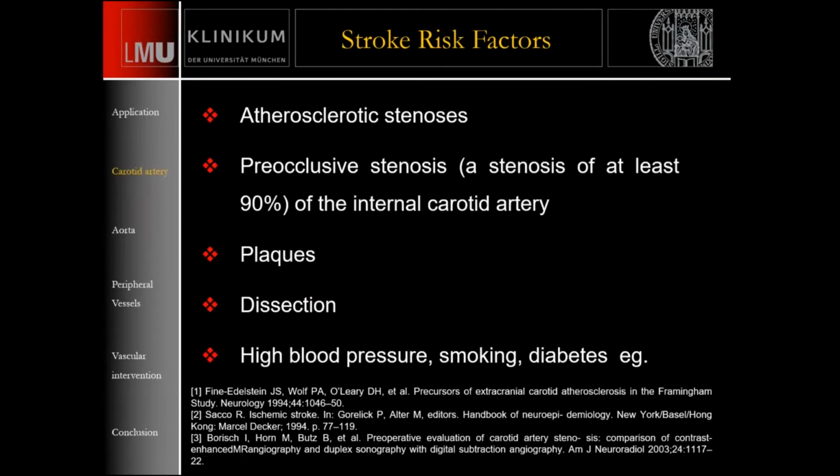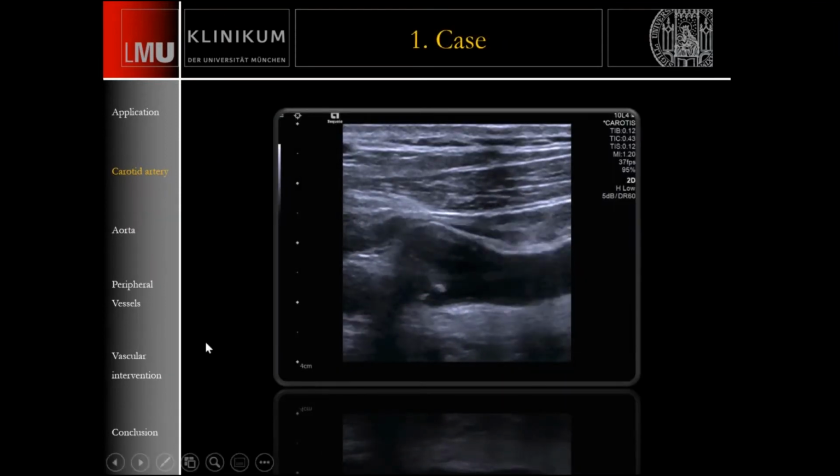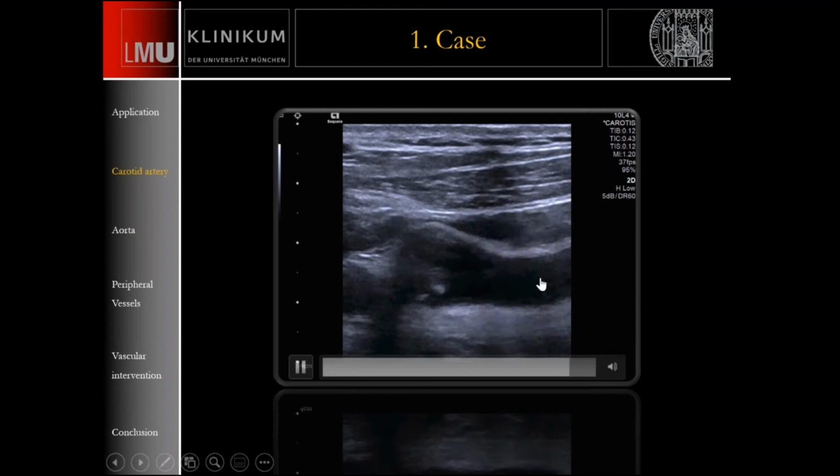Starting with the carotid artery, we know there are a couple of risk factors for developing strokes, like atherosclerotic stenosis, preocclusive stenosis, plaques, dissections, blood pressure, smoking, and some other factors which have an influence on developing strokes. So every contrast examination starts with a fundamental grayscale. So we see the bulb, we see the common carotid artery, the external carotid artery, internal carotid artery.